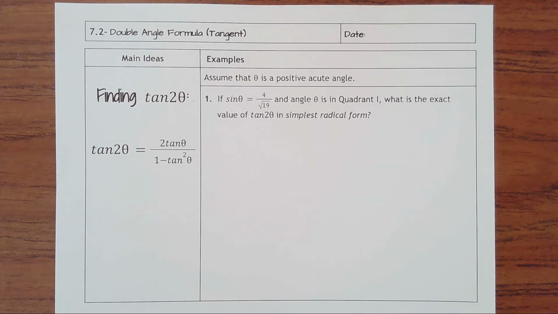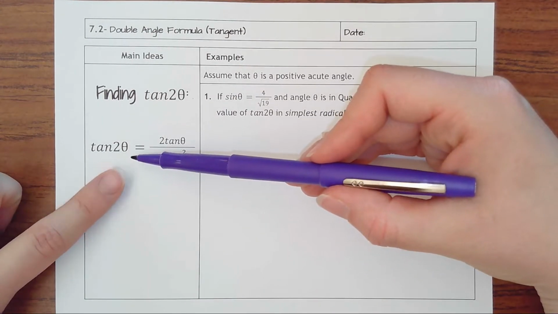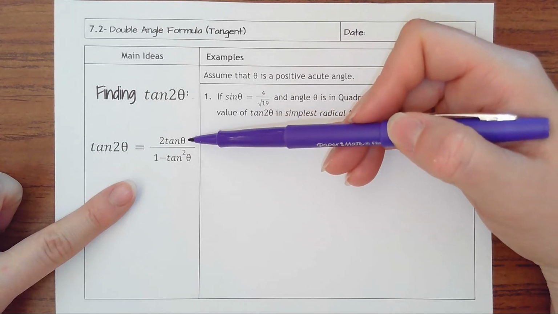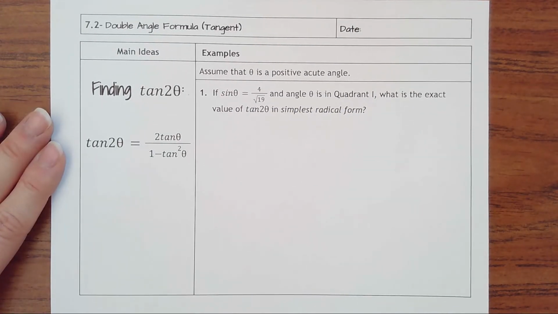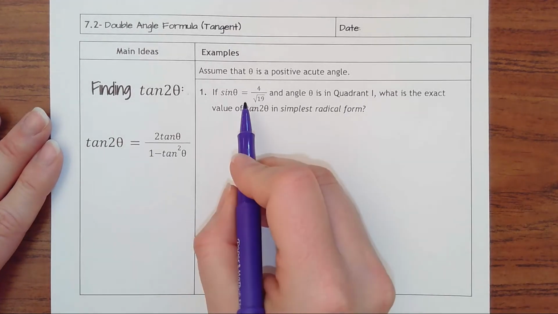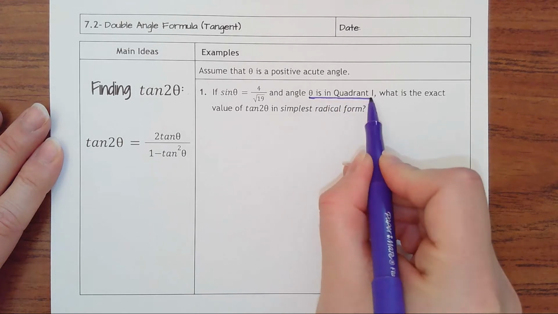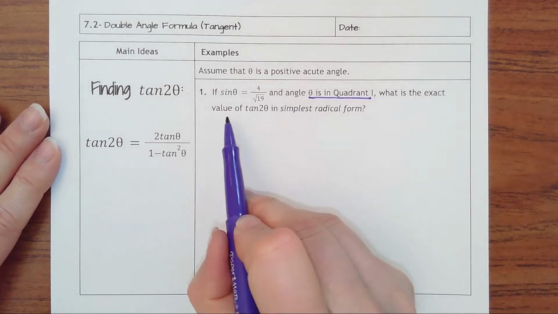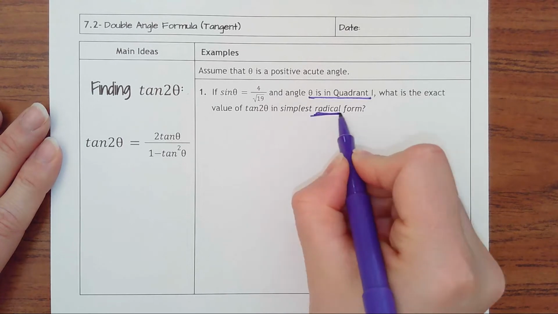7.2, double angle formula, this time of tangent. So we've got the formula, tangent of double an angle will equal 2 times tangent of that angle divided by 1 minus that tangent squared. And so what we're given is the sine of our angles ratio, and it's in quadrant 1. What is the exact value of tangent of double that angle in simplest radical form?